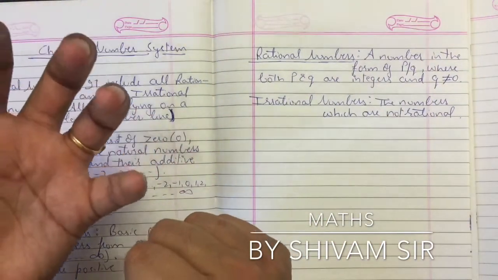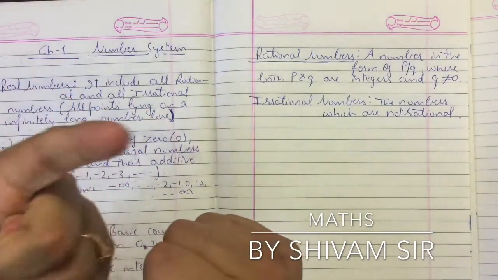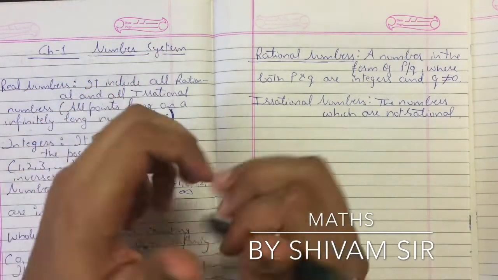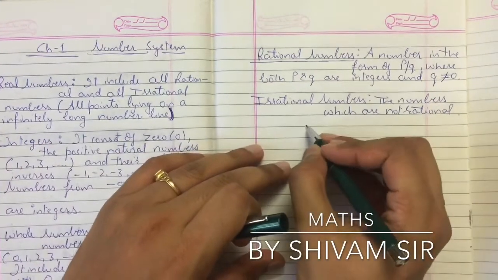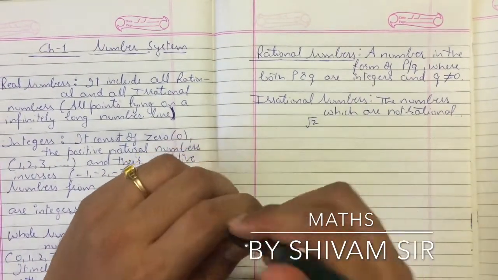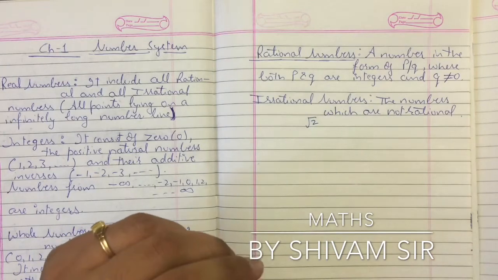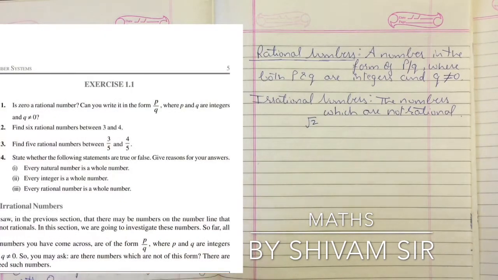Similarly, next is irrational numbers. The numbers which are not rational are called irrational numbers, like root 2. Root 2 is an irrational number since it is not rational. Now let's begin with exercise 1.1.